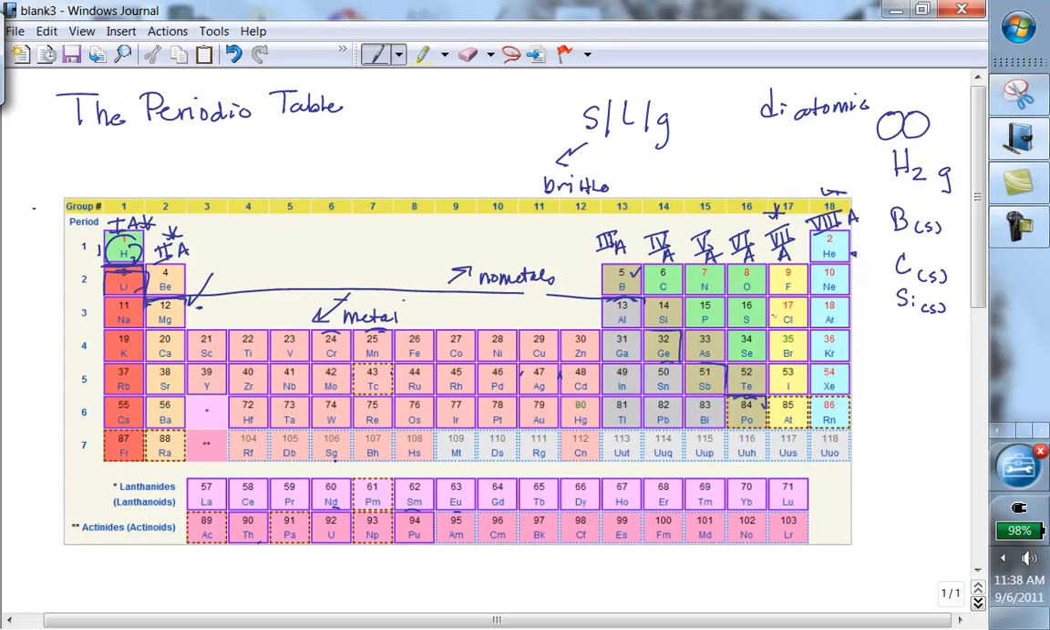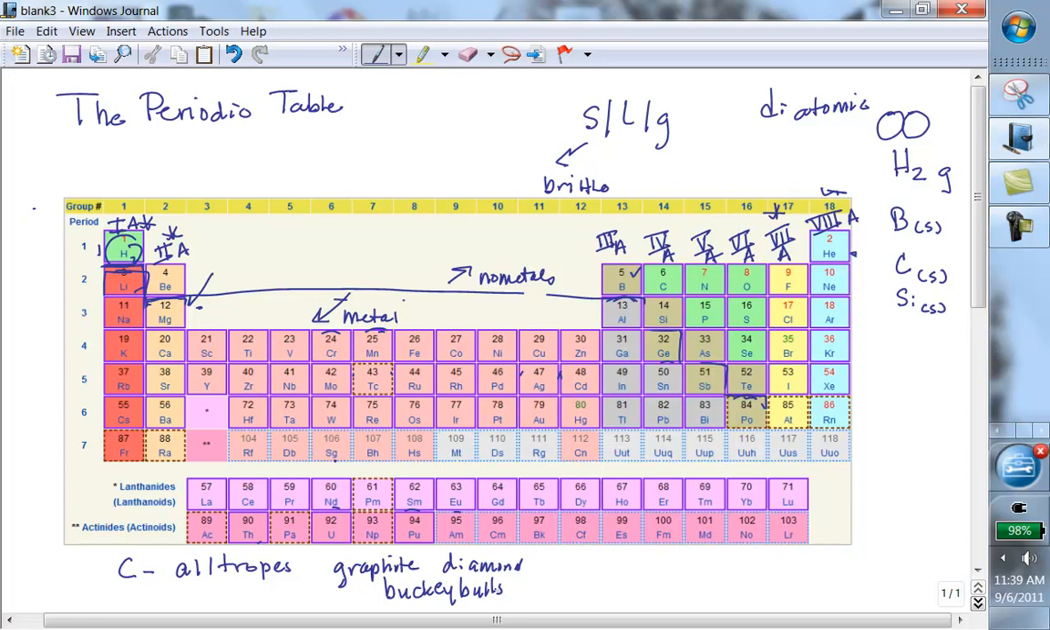Carbon is kind of interesting because carbon can exist in 3 different allotropes, and allotropes are different ways that the element, the pure element, exists. We have graphite, which is similar to pencil lead. We have diamond, and we have buckyballs. And you might want to look buckyballs up on the internet to see what they are.